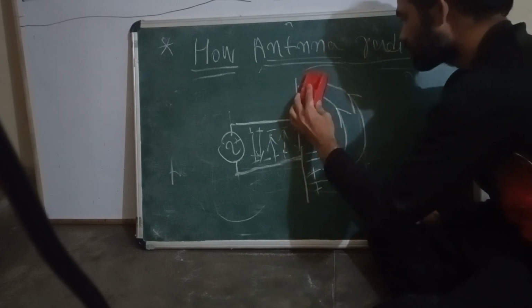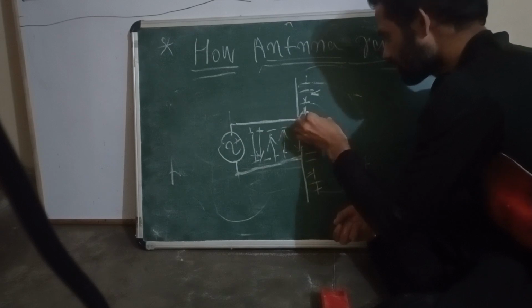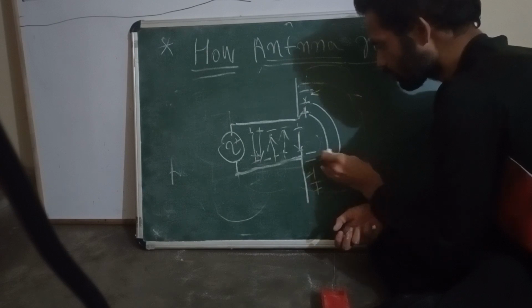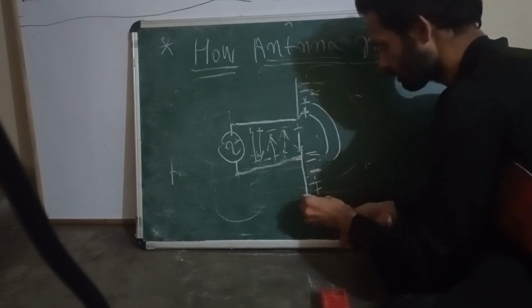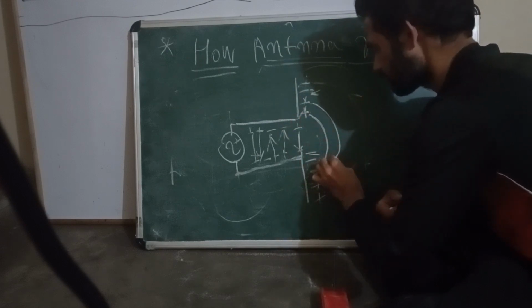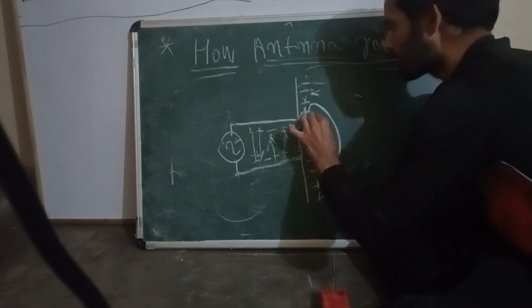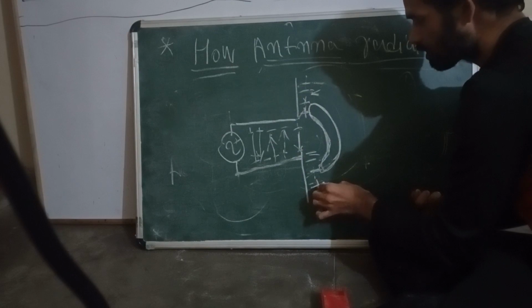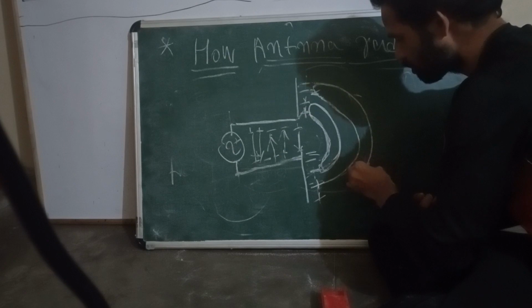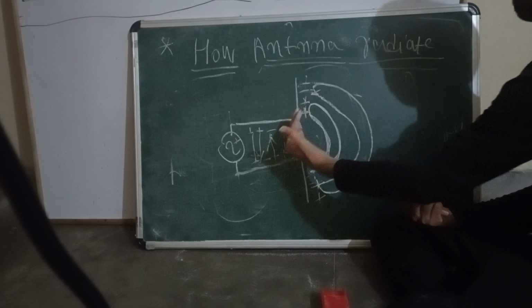Now how will this radiate? It will radiate like this. If you see here, positive to negative, positive to negative. This is negative, this is negative. These are positive, positive. So now this is my EM wave field. This is my first wave front, and this is my second wave front. So this will get detached from this conductor.